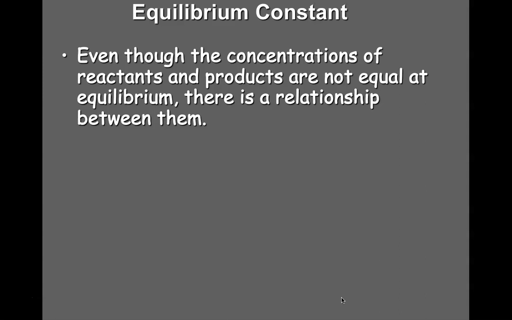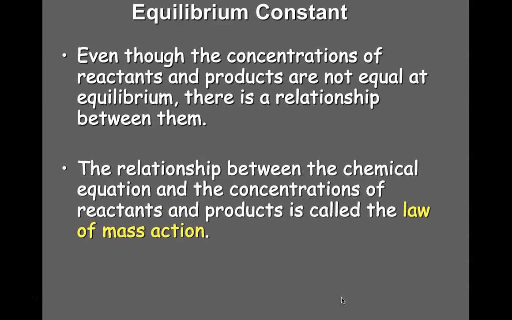Even though we know from last time that reactants and products are not the same concentration, obviously there still exists an equilibrium or a relationship between them. And this relationship, chemistry refers to it as the law of mass action. A lot of teachers at our school just call it the equilibrium constant, and yes, it is the equilibrium constant. However, in College Board I call it the law of mass action.